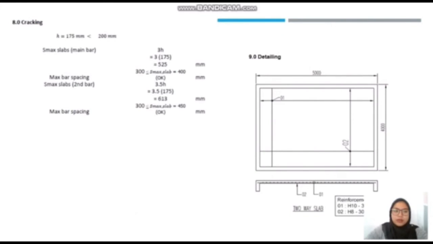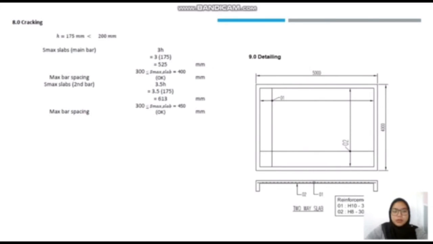So after that, we need to calculate cracking. Cracking: h equal to 175 mm is less than 200. And for SMAX slab for the main bar, we use the formula 3h and we get 525. The maximum bar spacing is 300, which is below SMAX slab, 400. Also the same for the second bar, but the formula is 3.5h, so we get 613.